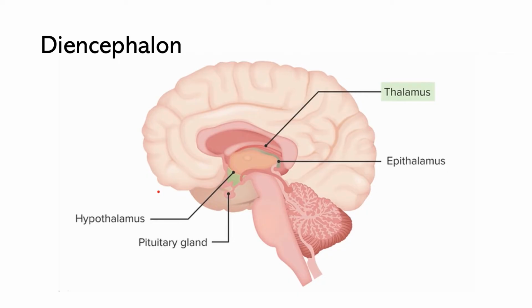So the next structure in the brain is the diencephalon. The diencephalon has three major parts to it: the thalamus, the hypothalamus, and the epithalamus. The thalamus is a superior portion of the diencephalon. It is located superior to the midbrain and contains nuclei that serve as a relay station for all of our sensory impulses except for our sense of smell. They send these impulses to our cerebral cortex.